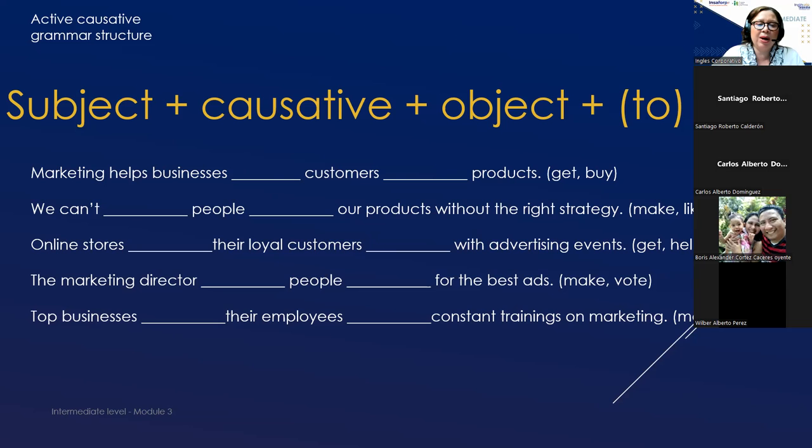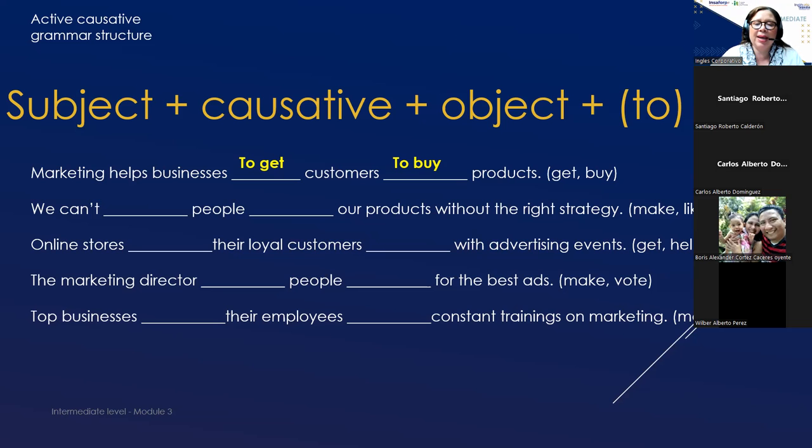So we could say marketing helps businesses to get, okay, to get. In this case, it's a purpose. That is why we need to, all right? And then customers, and the other is to buy. Here we need the particle to. Marketing helps businesses to get customers to buy products, all right?